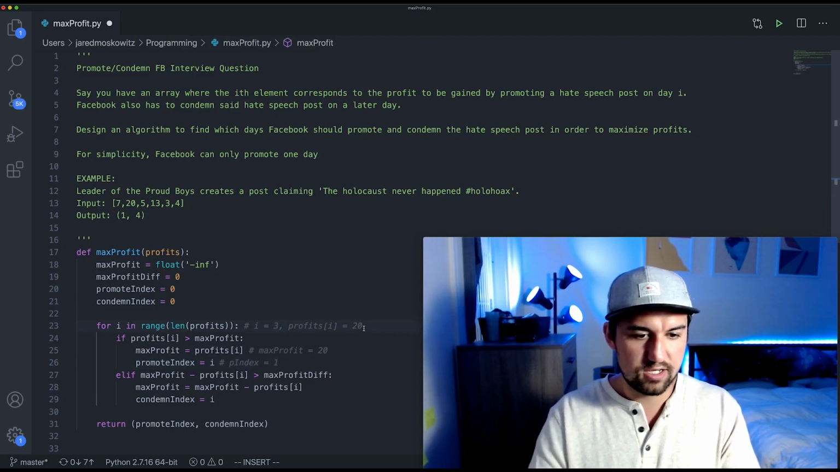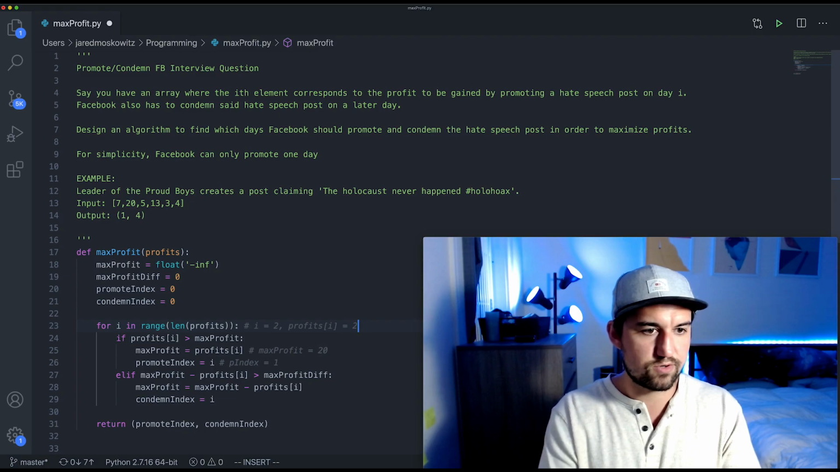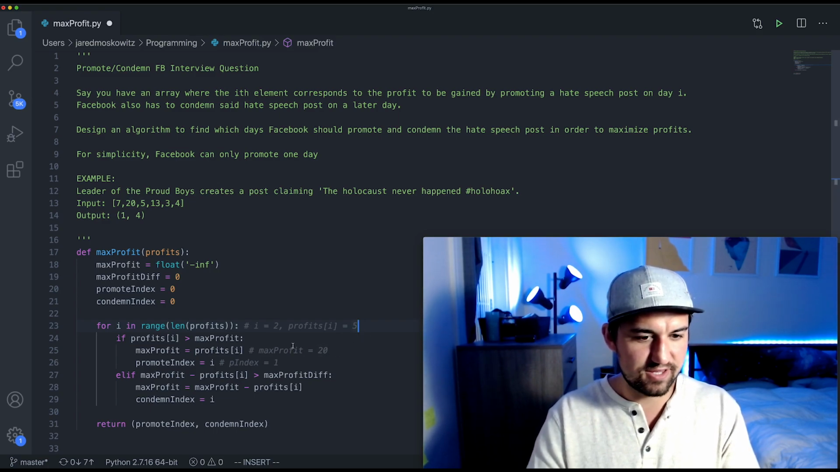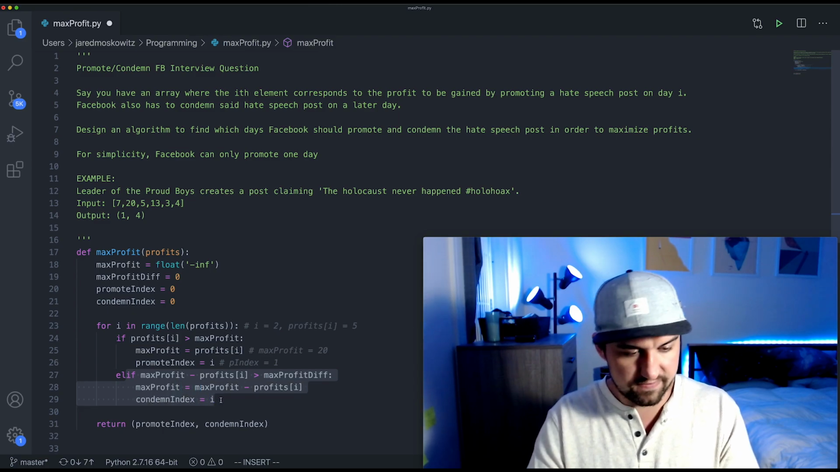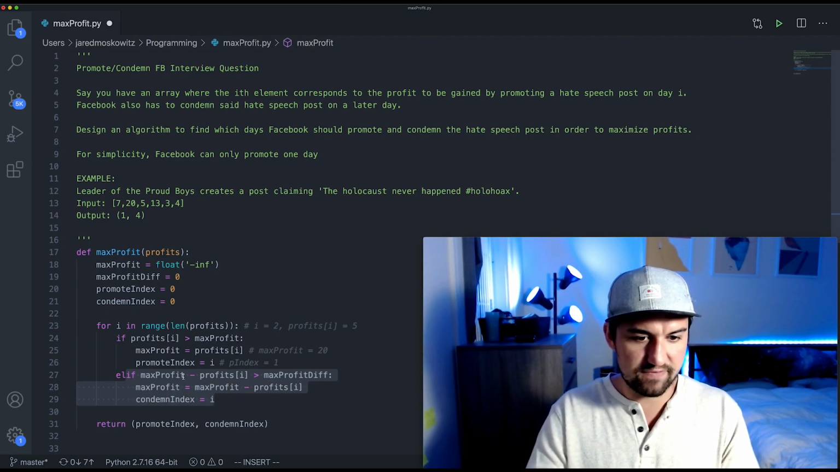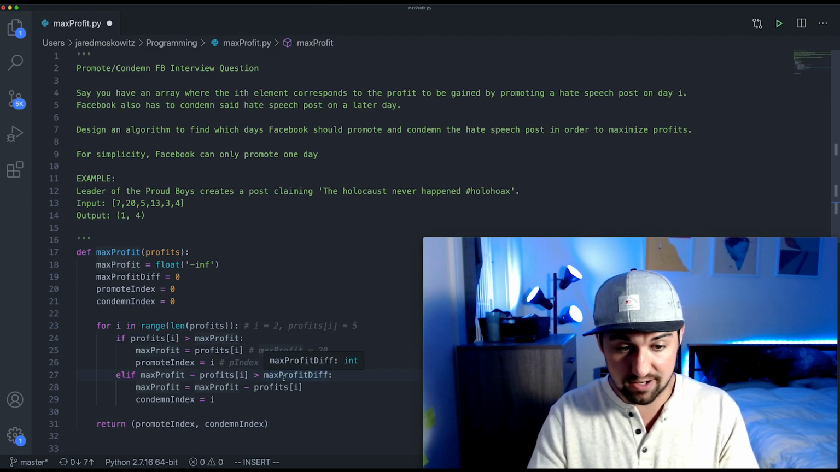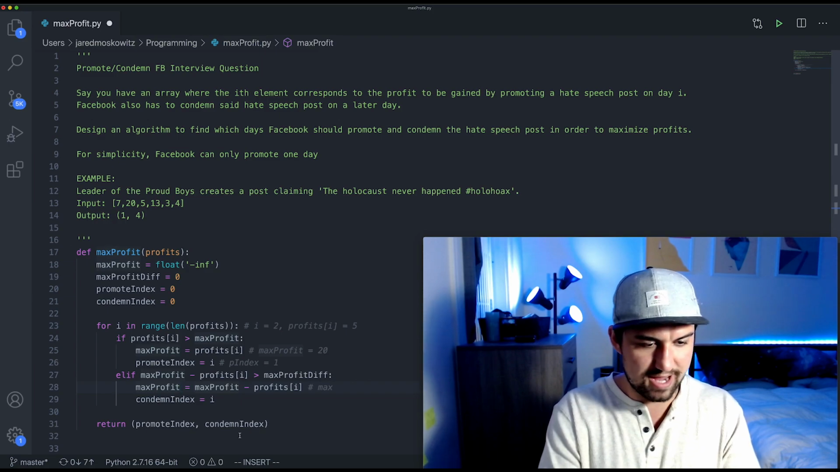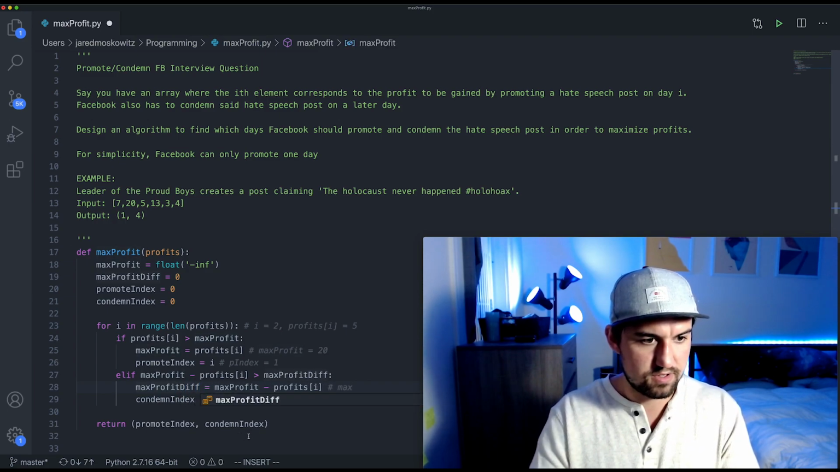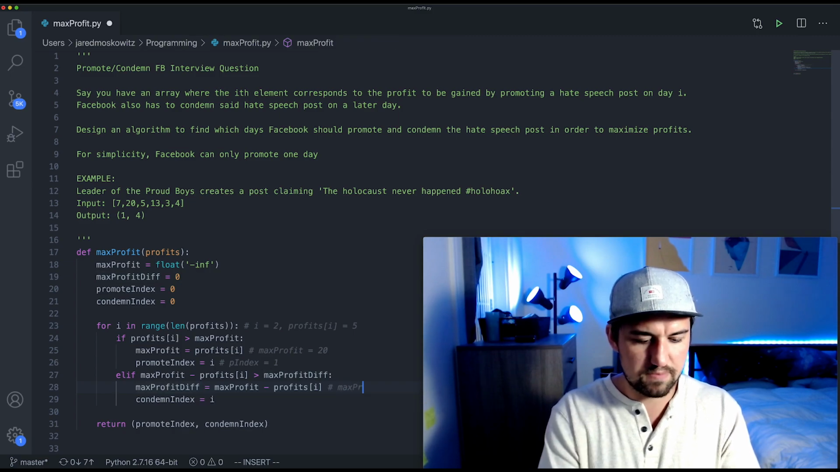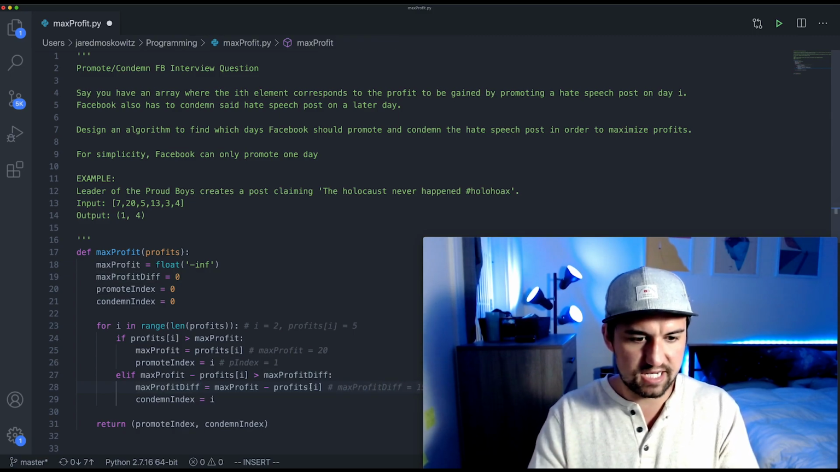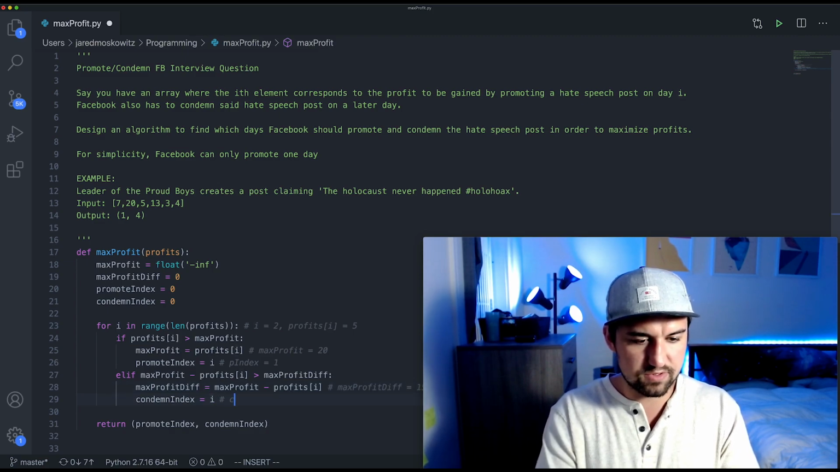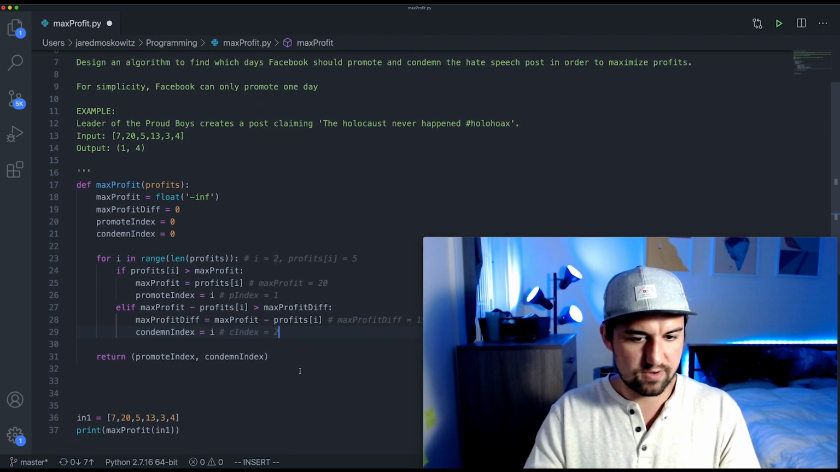We're going to change I to 2. And this is going to be 5. So is 5 greater than 20? No. Let's get into this if statement. So if max profit minus profits, so 20 minus 5 is 15, is greater than difference, which is 0. Yes. So we're going to say max profit diff is now 15. Oh, yep, here's a problem. It should be max profit diff. Max profit diff is going to be equal to 15, and the condemn index is going to be equal to, what we're on, I equals 2. I equals 2. Okay, cool.